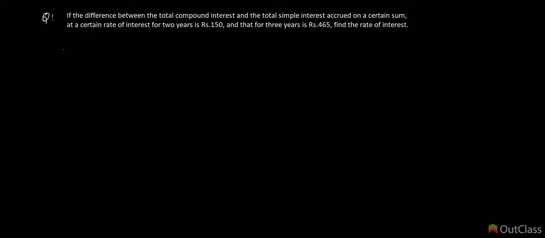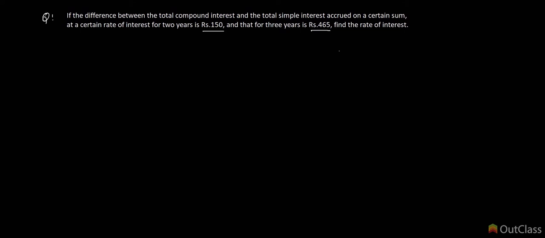So basically we have two situations to compare and contrast. Both of them have the same principal, both of them have the same rate of interest, but one is SI and the other is CI compounded annually. And as we know, the interest for the first year is going to be the same in both cases, but the total CI for 2 years is going to be 150 more than the total SI for 2 years, and the total CI for 3 years is going to be 465 more than the total SI for 3 years. That is the information being given, and they're asking us to find the rate of interest. So let's see how that is done.